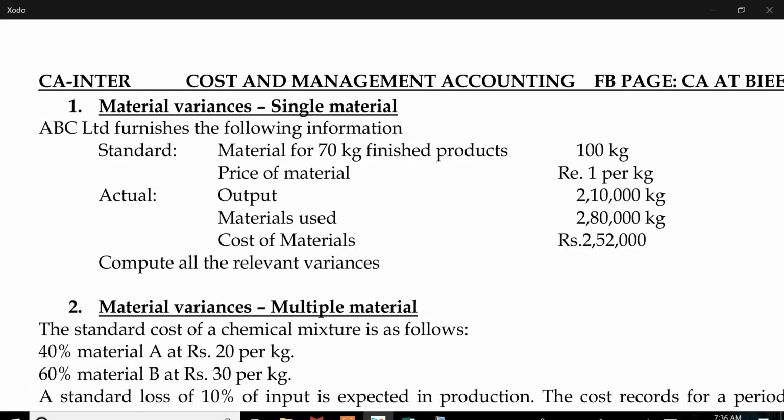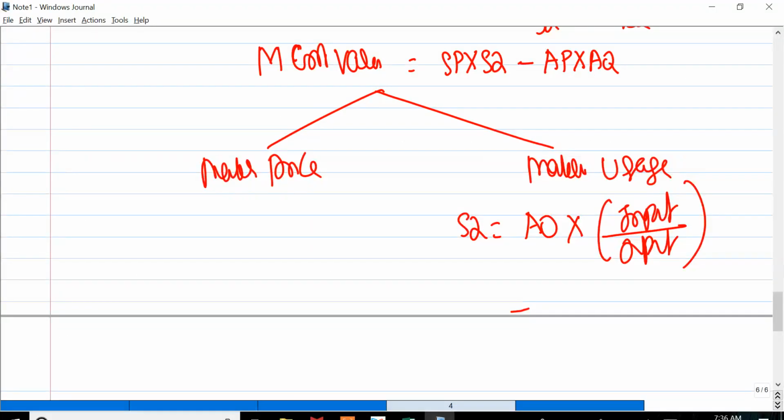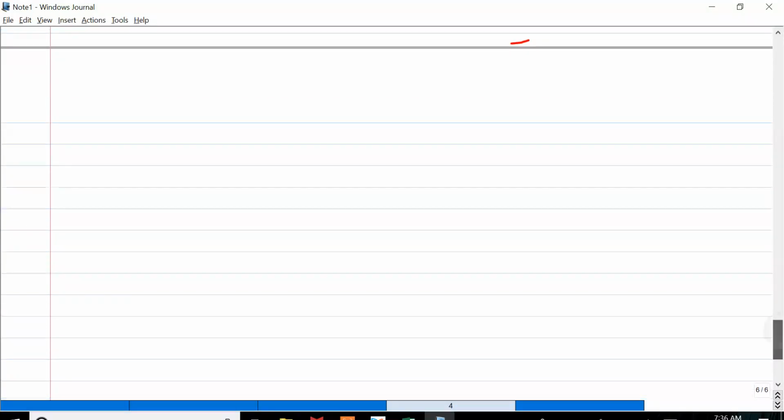Okay, let's start with this. ABC Limited furnishes the following information: standard, actual. Compute all relevant variances. If a problem says material X, material Y, material A, material B, that's a multiple material problem. This is a single raw material problem. Working note 1, computation table.